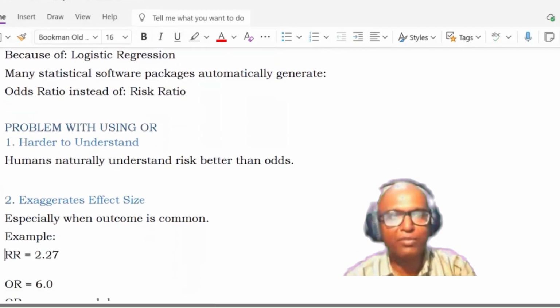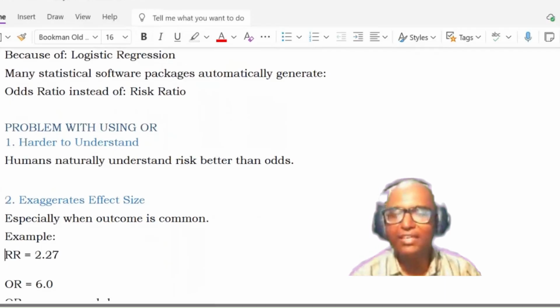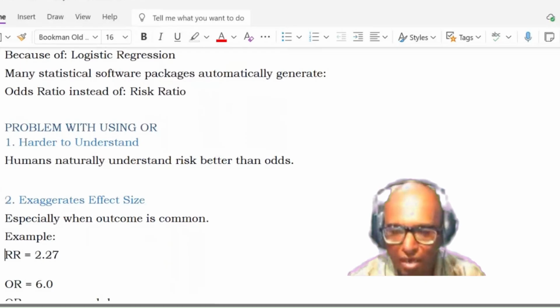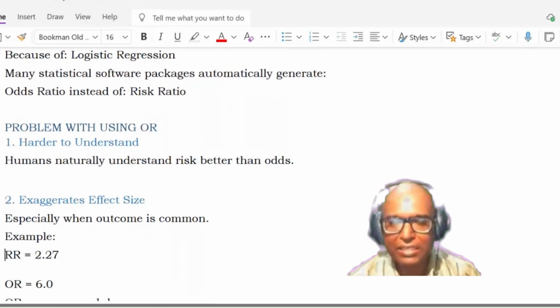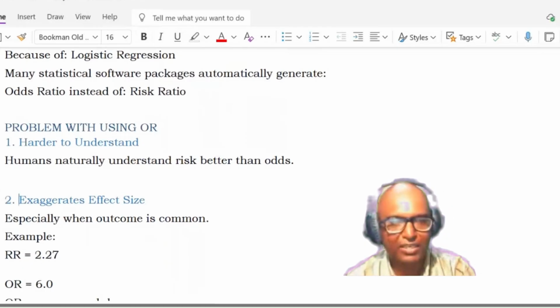Okay, then what is the problem with using the odds ratio? We get a relative risk in the cohort, and we get an odds ratio in the case control mainly, but it can be calculated from the cross section also. But practically speaking, the odds ratio is harder to understand. Humans naturally understand risk better than odds. That is the human tendency.